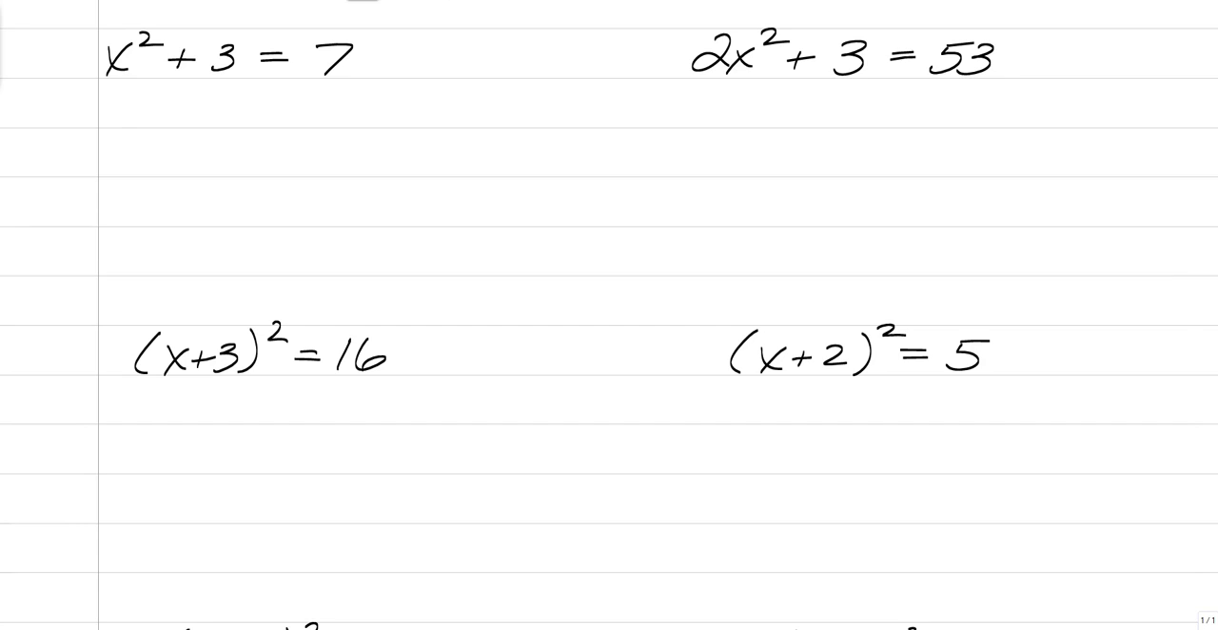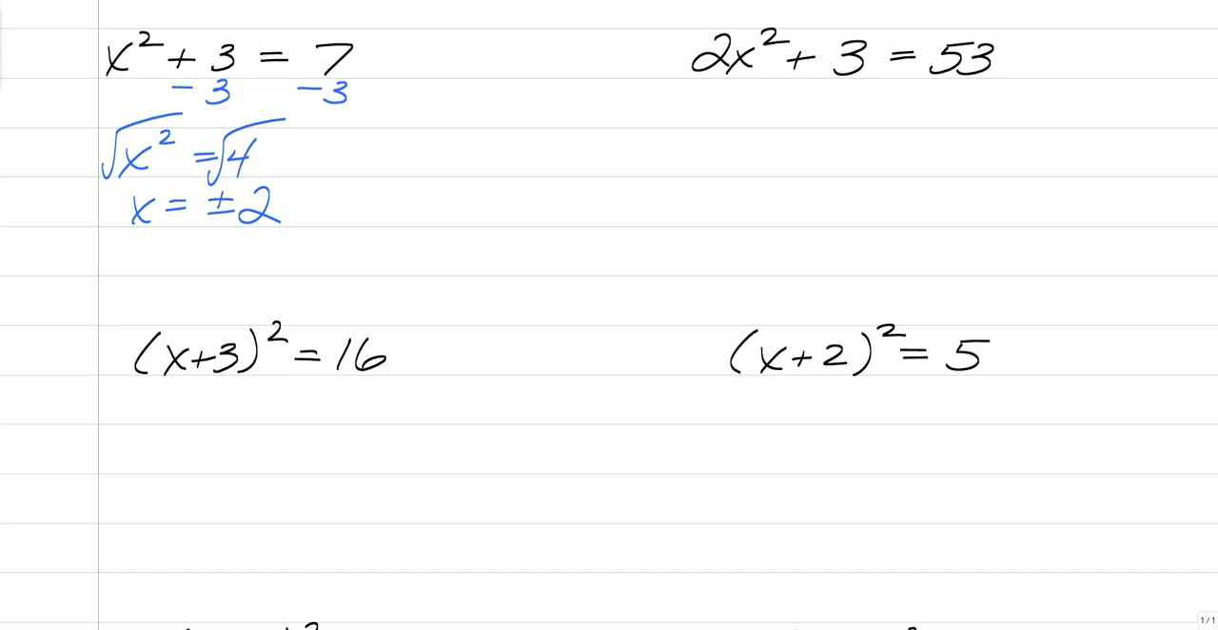When you're solving, what you want to do is first get the squared part of the equation by itself. So the first step is just going to be to subtract 3 from both sides, as if we were solving any old equation. So we have x squared is equal to 4. But once you get the squared part by itself, what you're going to do is square root both sides. So we're going to square root both sides, and we get x is equal to plus or minus 2.